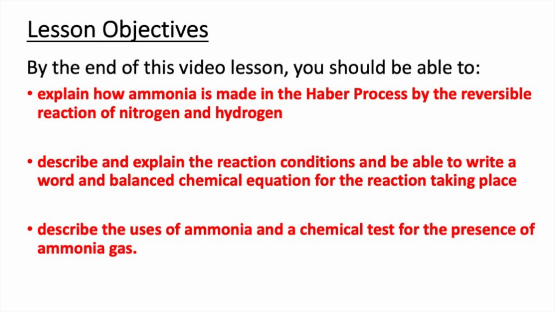So that concludes this video lesson. So after watching this video, you should now be able to explain how ammonia is made in the Haber process by the reversible reaction of nitrogen and hydrogen. You should also be able to describe and explain the reaction conditions and be able to write a word and balanced chemical equation for the reaction taking place. And finally, you should be able to describe the uses of ammonia and a chemical test for the presence of ammonia gas.